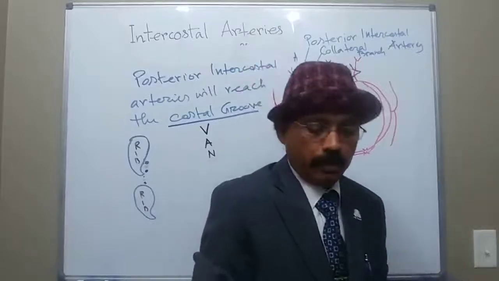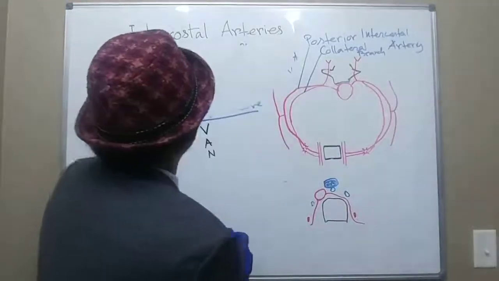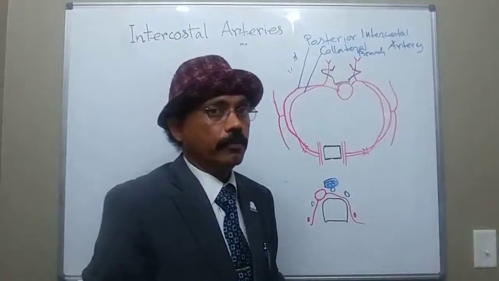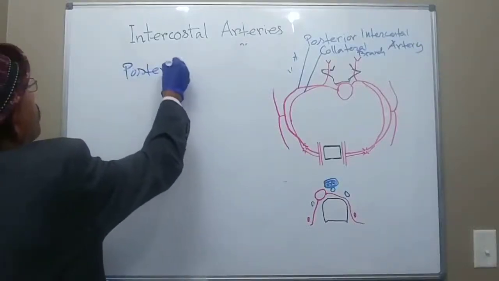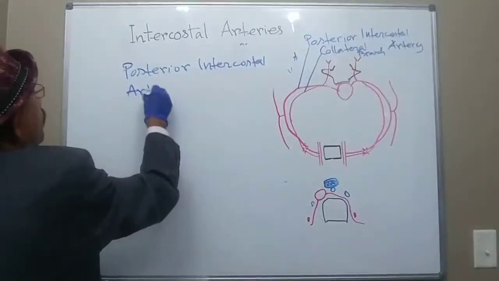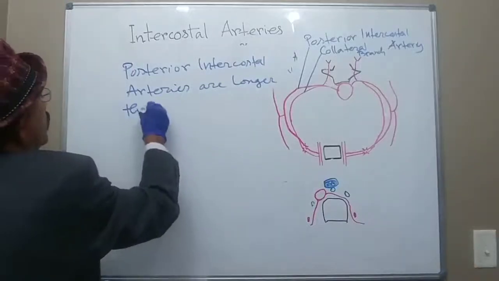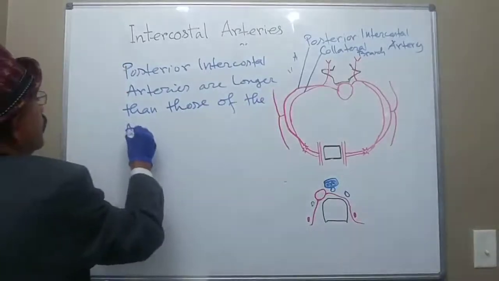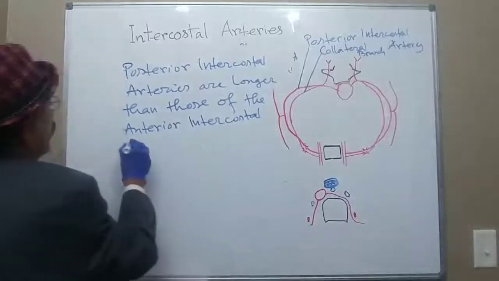Okay, we got the posterior intercostal arteries. So we have to go through the branches of the posterior intercostal arteries. We have to remember that posterior intercostal arteries are longer than those of the anterior intercostal arteries. Also, we have to remember, I can write it here: posterior intercostal arteries are longer than those of the anterior intercostal arteries.